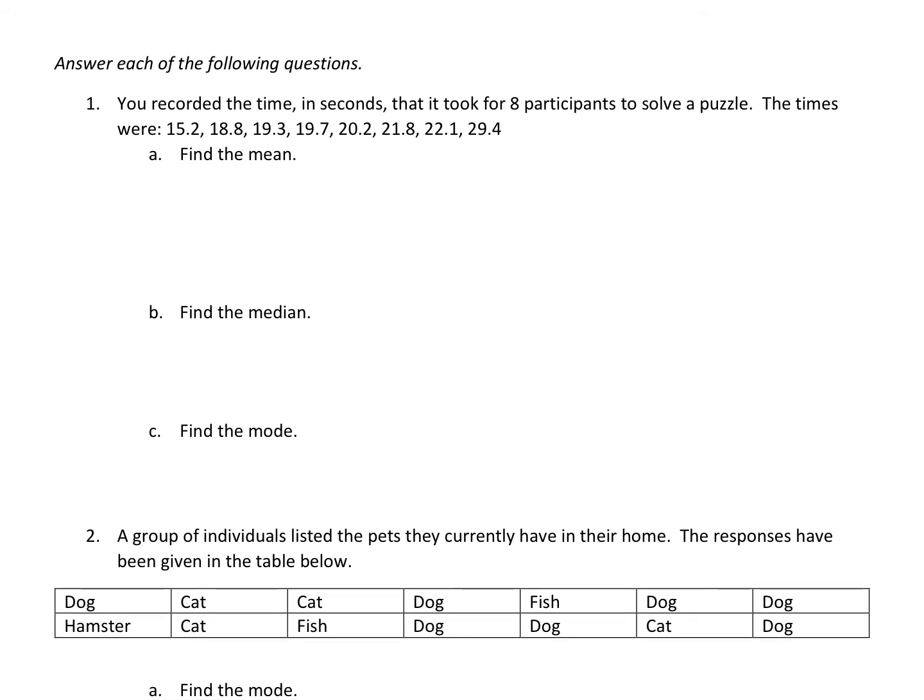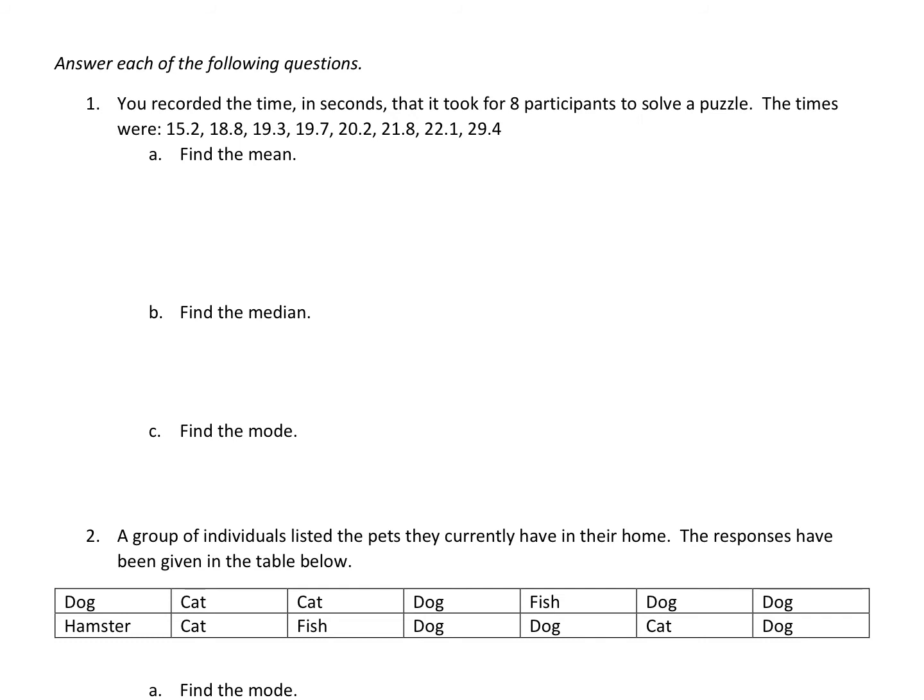Number one, you recorded the time in seconds that it took for 8 participants to solve a puzzle. The times were as follows. We want to find the mean, the median, and the mode of the data set. So the first thing you want to do is look at the data set to see if it's ordered from least to greatest. If it's not, you're going to reorder it. It looks like this one is already in order, so that's good.